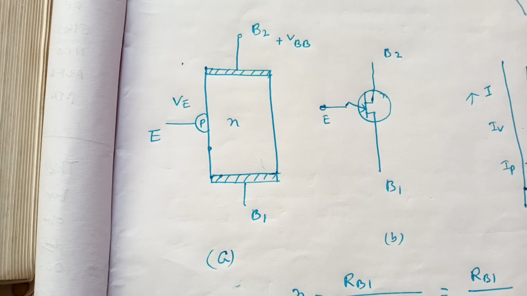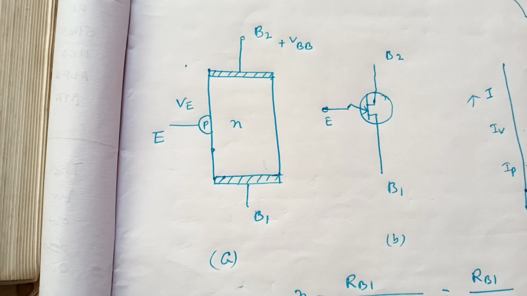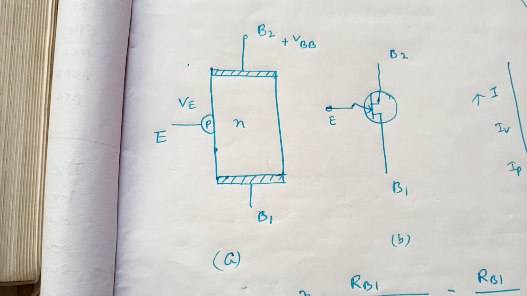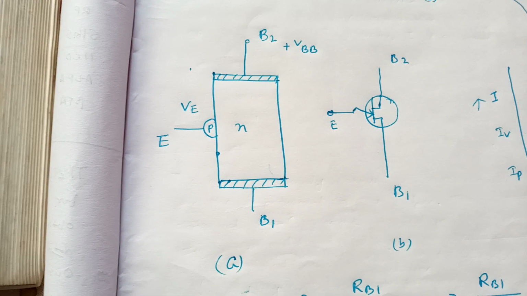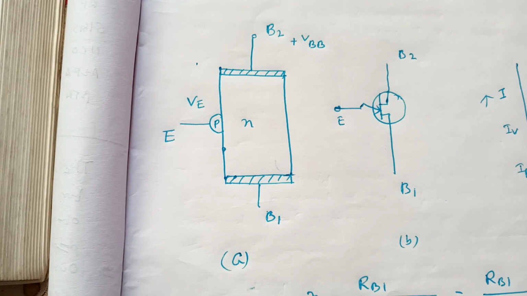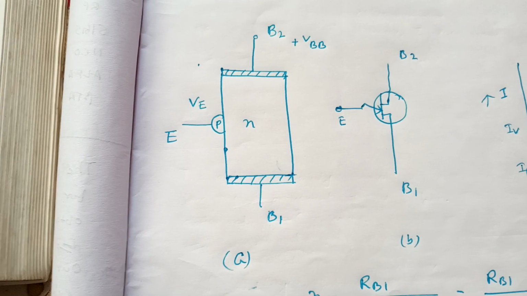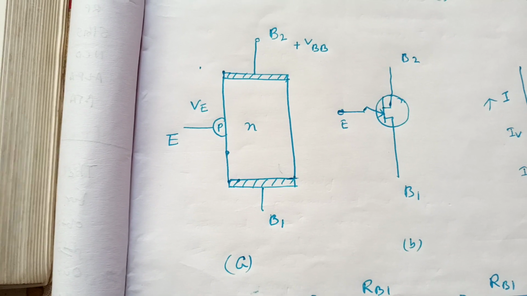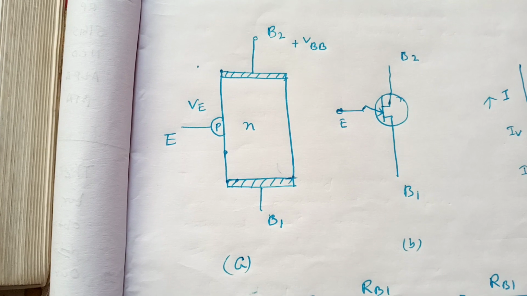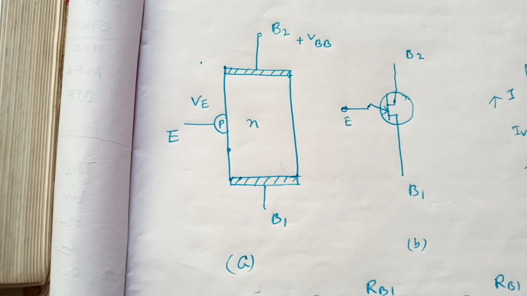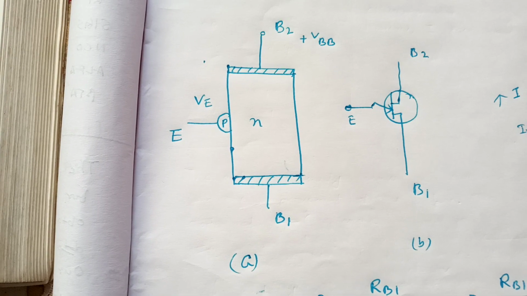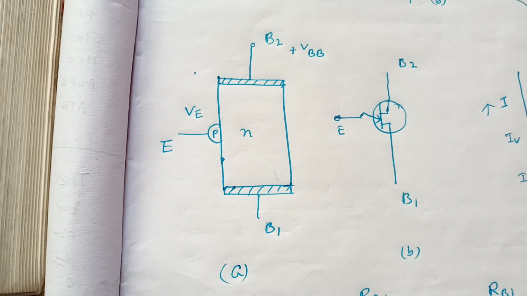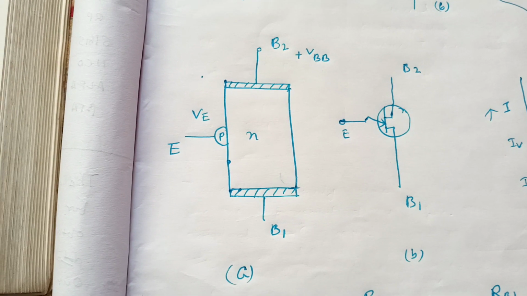Now let us consider a positive voltage VBB applied at B2 with respect to B1. The resulting current IB through the bar produces a voltage drop eta VBB between B1 and the point along the bar where the P region is formed. The fraction eta is called the intrinsic standoff ratio.